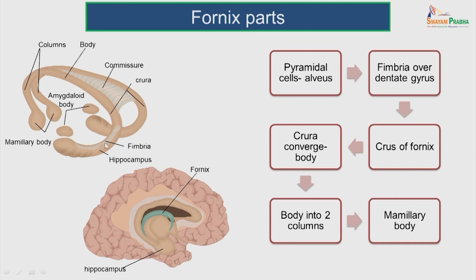This fimbria continues as the fornix. It divides into two crura, then unites to form the body below the body of the corpus callosum, then divides into two columns and ends in the mammillary body. As you can see, the fornix is C-shaped, it comes from the splenium and ends at the mammillary body. So the fornix has two crura, then the body and two columns.